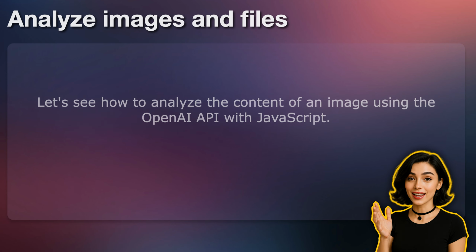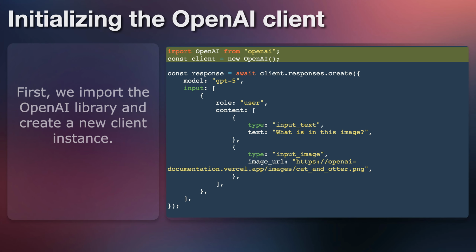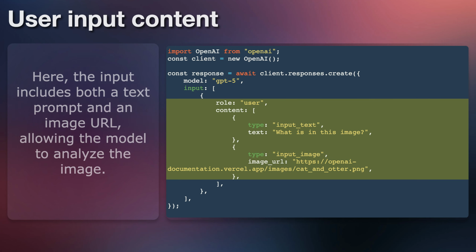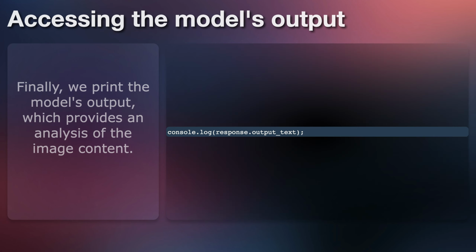Let's see how to analyze the content of an image using the OpenAI API with JavaScript. First, we import the OpenAI library and create a new client instance. Next, we send a request to the API, specifying the model and the input data. Here, the input includes both a text prompt and an image URL, allowing the model to analyze the image. Finally, we print the model's output, which provides an analysis of the image content.